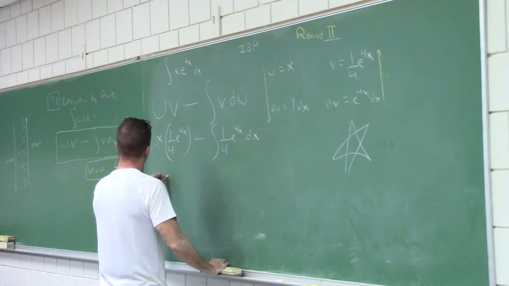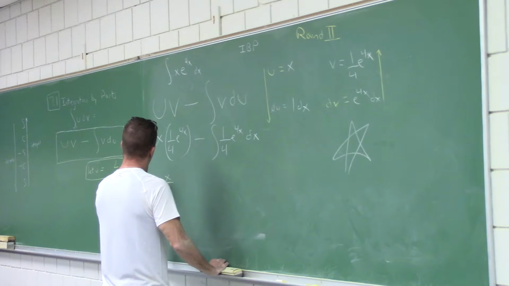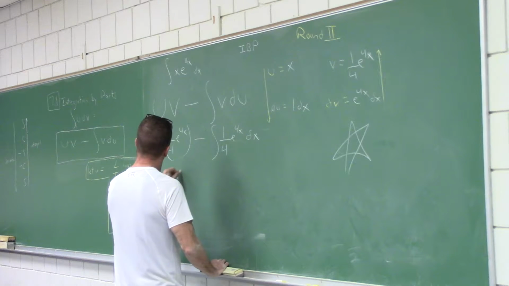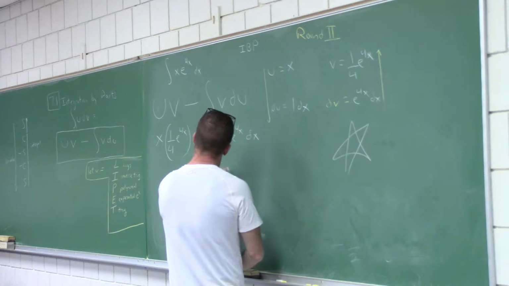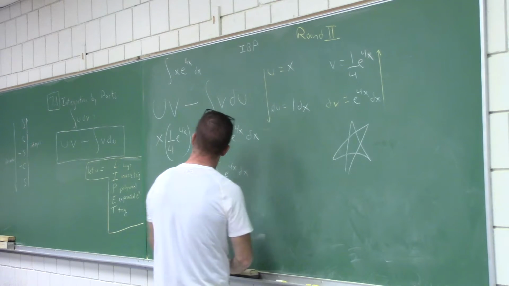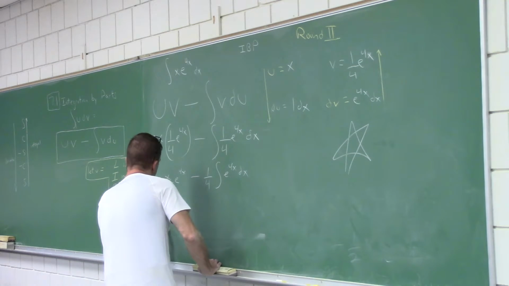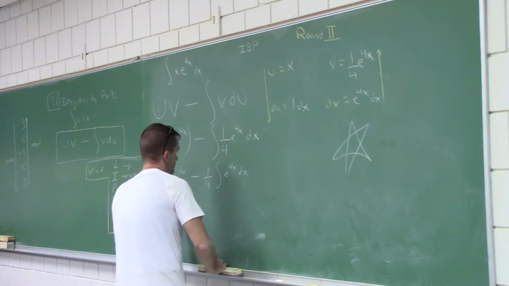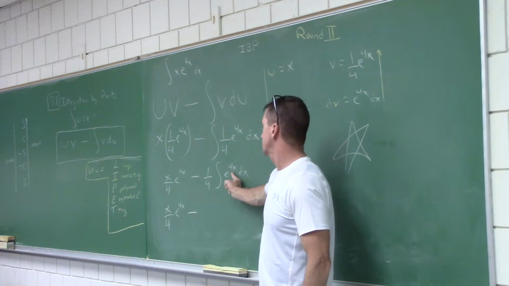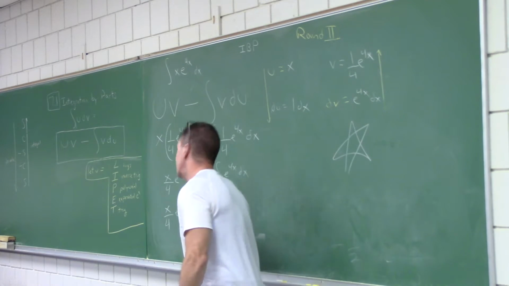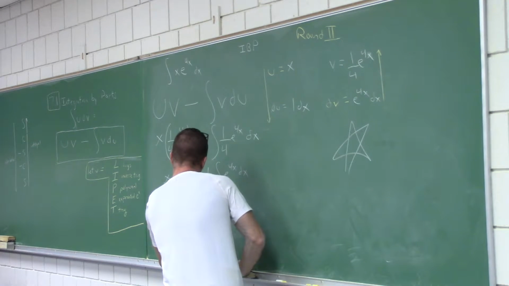So I get x over 4 e to the 4x minus 1/4 times the integral of e to the 4x dx. Where's that 4 go? So what's this?